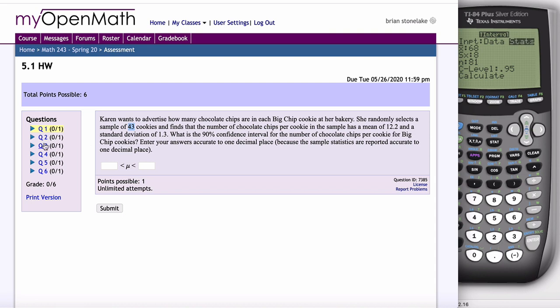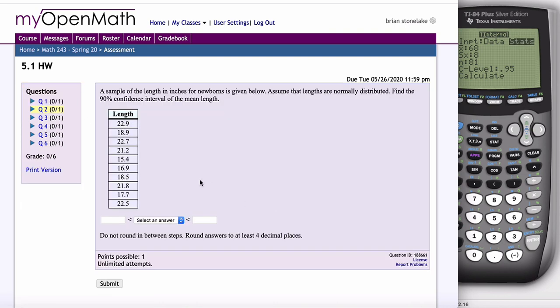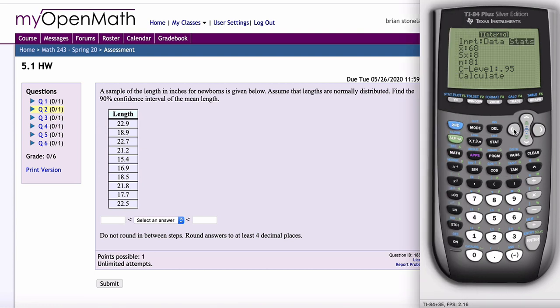Sure. Question 2. Same idea, except now instead of giving you statistics about the data, they give you the data itself. So now when you go to the t-interval function in your calculator, instead of telling it you got statistics, you tell it you got data. It'll be like, where is that data? Well, it's up to you to put this into a list and then tell it what list you put it into. But basically the same idea.